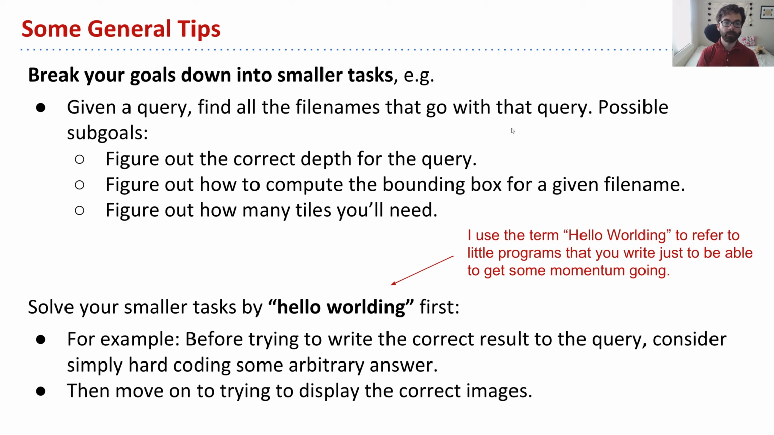For example, given a query, you are supposed to find all the file names that go with that query box. So there's a bunch of different possible sub-goals, which are, what is the depth of the result that we're going to have? So if someone gives me a query box, what is the depth going to be? Depth 3, 4, 5? We already did that a little bit, right?